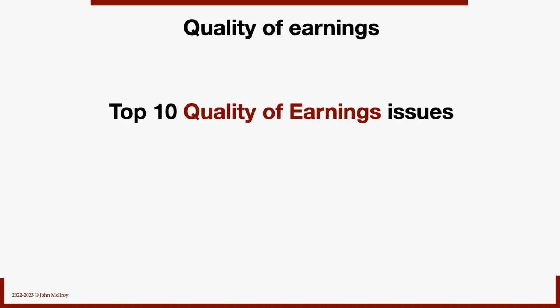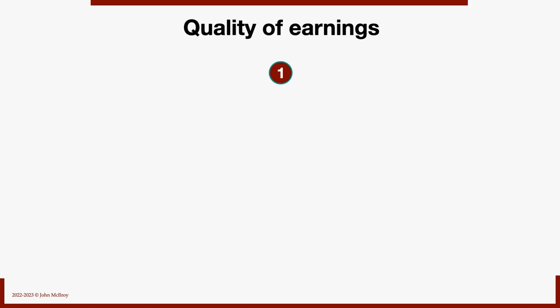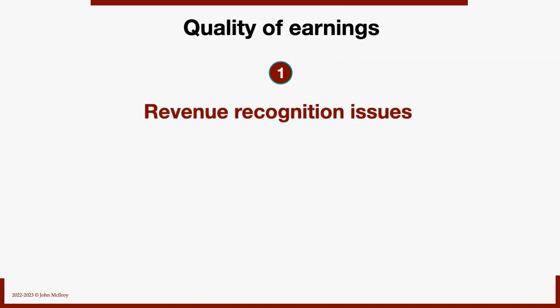So I want to take a look at the top 10 quality of earnings issues. A lot of the things that I've talked about in this video, we say we have to take a deeper look. Yeah, quality of earnings is part of the process of taking that deeper look. The big one, I think, or the one that we always start with, is revenue recognition. There's many issues associated with it.